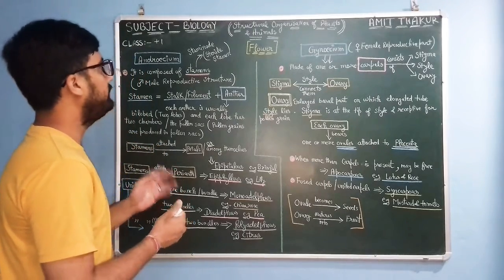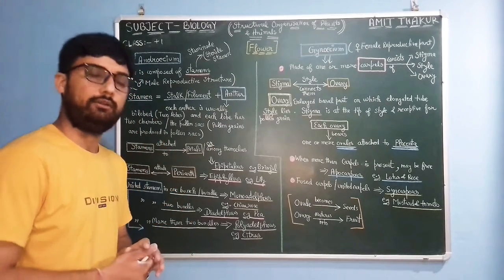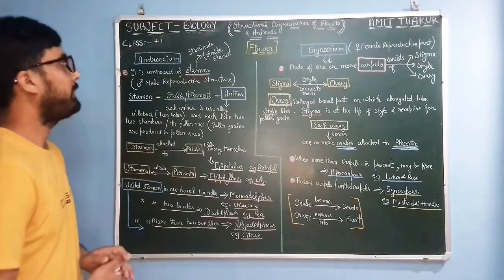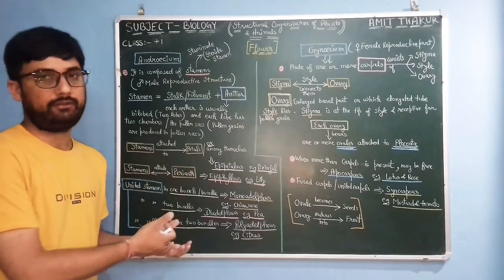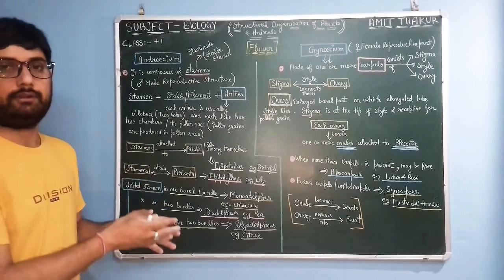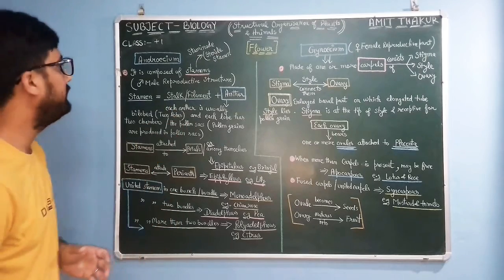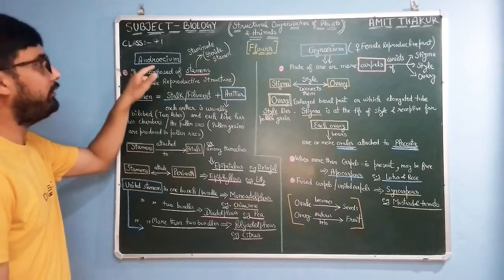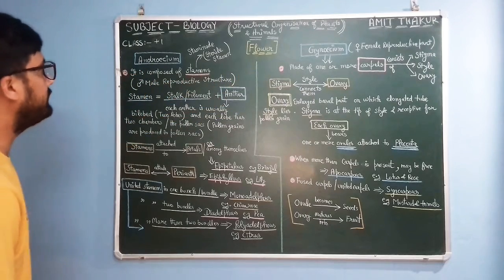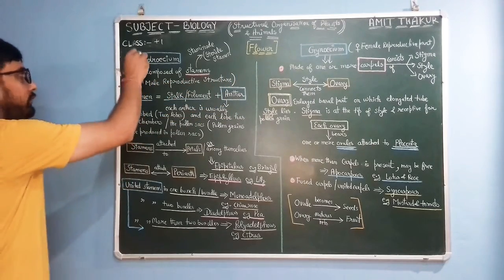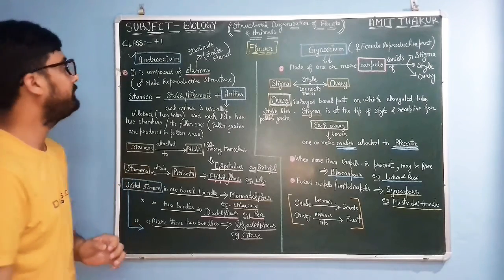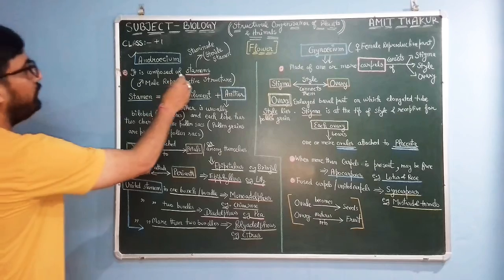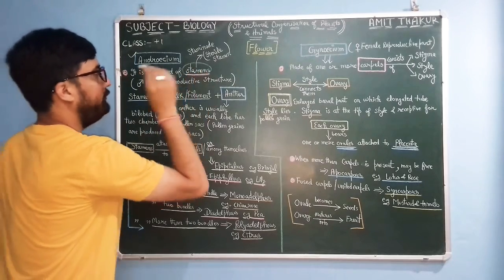Today our topic is Androecium and Gynoecium. We were discussing the flower and its different parts and the arrangement of its different parts. So today we will discuss Androecium and Gynoecium. Androecium, as you know, is the male reproductive part in a flower. It is composed of stamens, as you see.